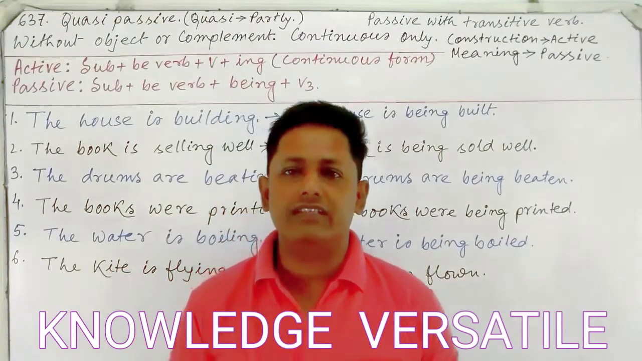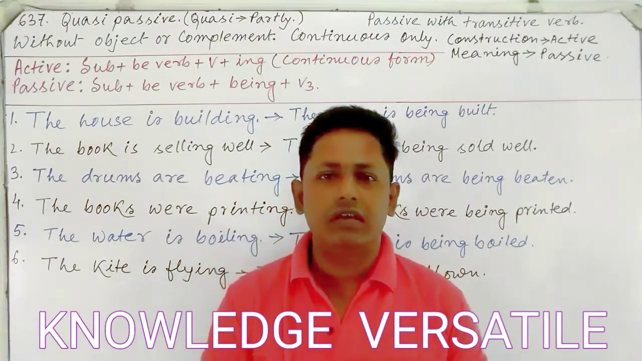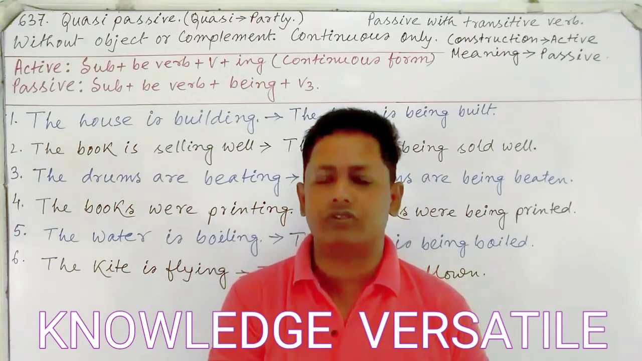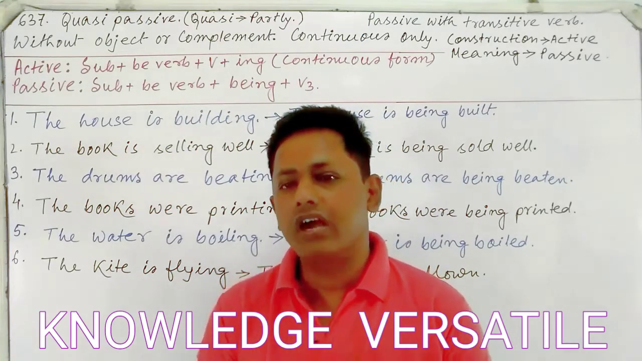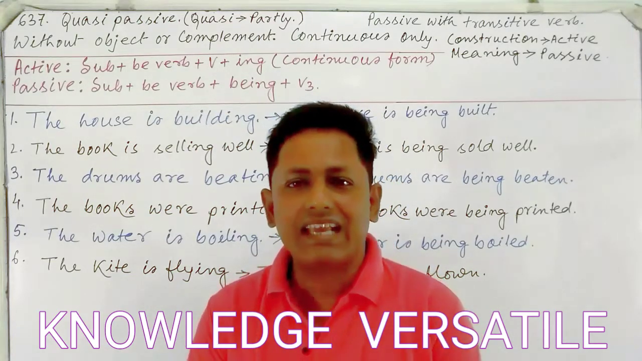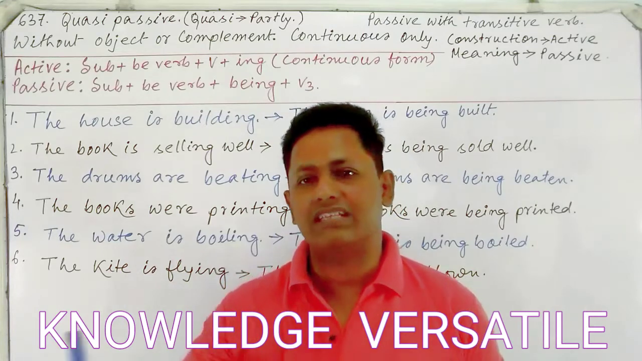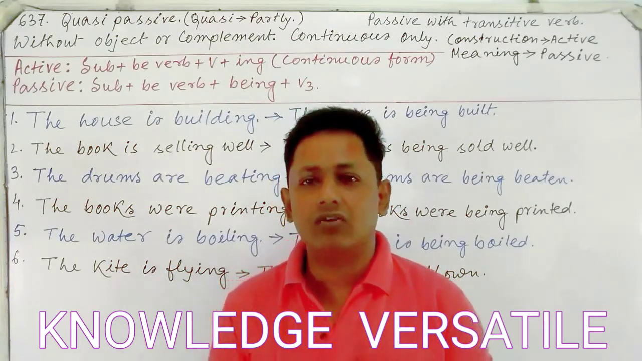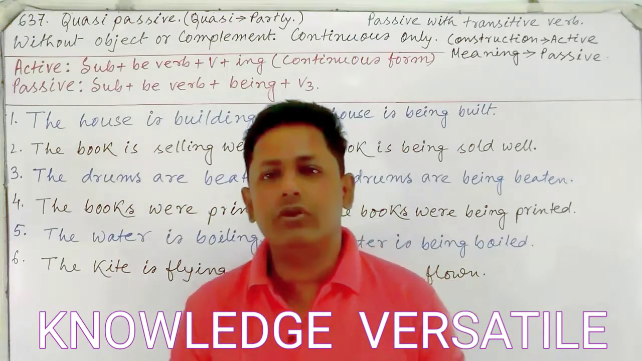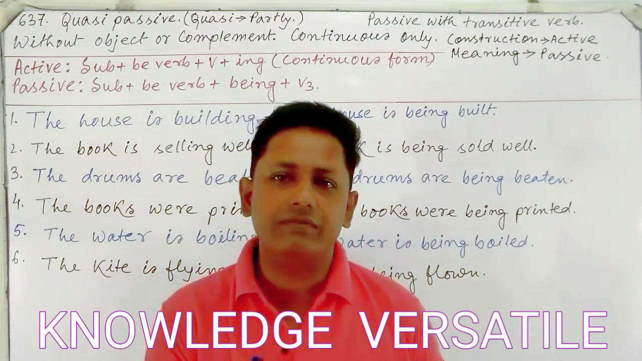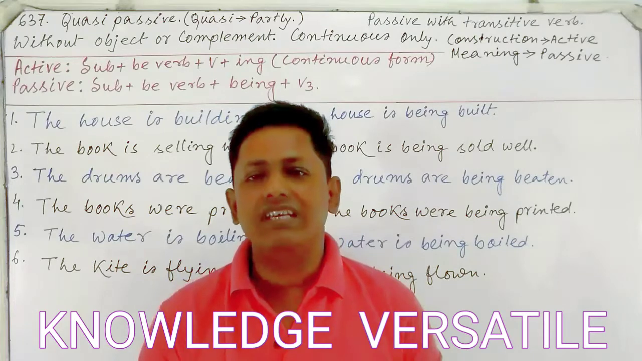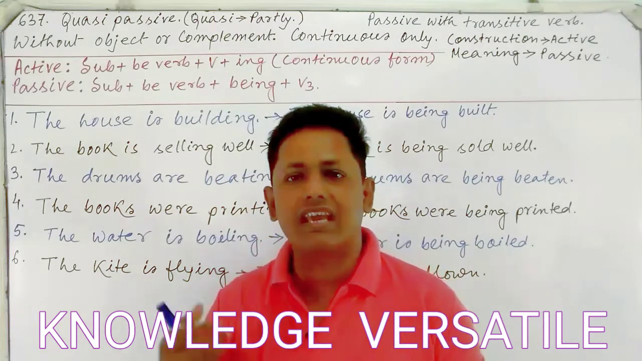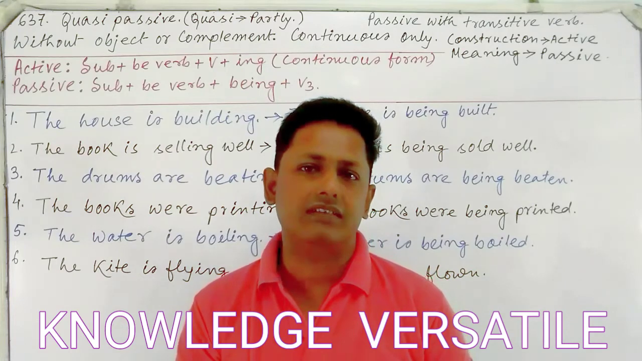For the last few days, we have been discussing passive pattern, active construction and passive construction. Today we are going to discuss the second part of quasi-passive. Quasi means partly, not fully. Actually, in a quasi-passive sentence, we use an intransitive verb. Intransitive verb means where we cannot use an object.